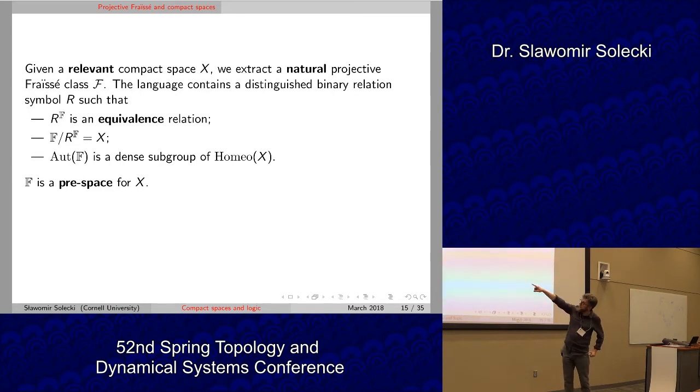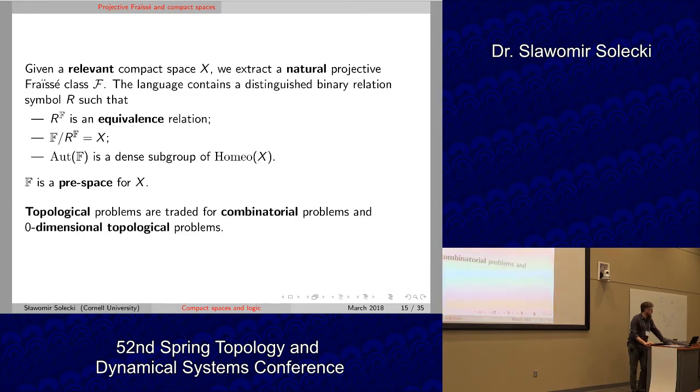Homeo(X) has a Polish topology on it, a complete metrizable topology. Same, Aut(F) has a complete metrizable topology on it. But when you embed it into Homeo(X), the topology inherited by Aut(F) is weaker than the original one on it. So this is a continuous embedding. This actually makes things easier, because Aut(F) is much easier to work with. So this F is what I would call a pre-space for X. Okay, so then the topological problems are traded for combinatorial problems of the zero-dimensional space F and the family F.